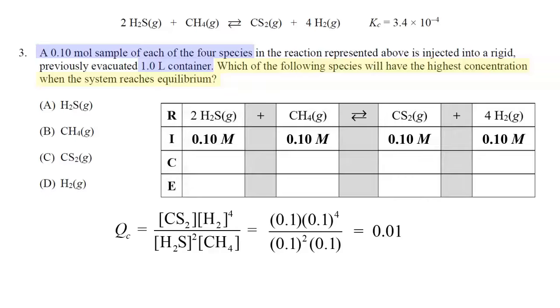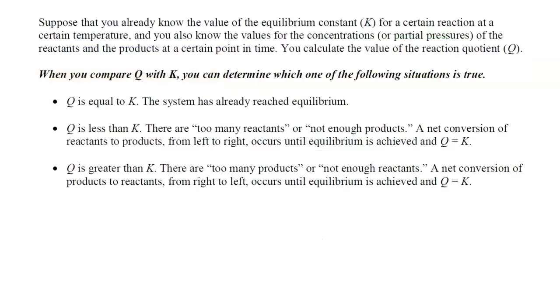I need to compare the value of Q with the value of K. And we were given in this problem that the value of Kc is equal to 3.4 times 10 to the negative 4. But we've just determined that the value of the reaction quotient Qc is equal to 0.01. So now we know that Q, or Qc, is greater than K. So if Q is greater than K, then what's going to happen is there's going to be a net conversion of products to reactants, or from right to left, until equilibrium is achieved.